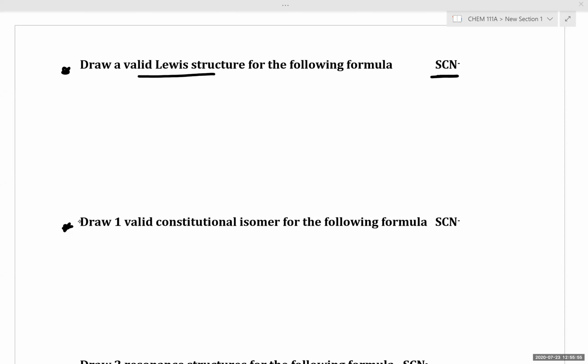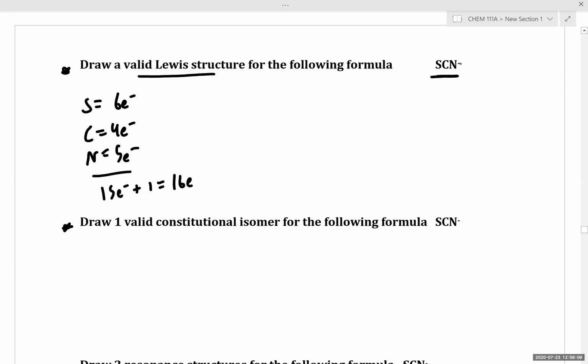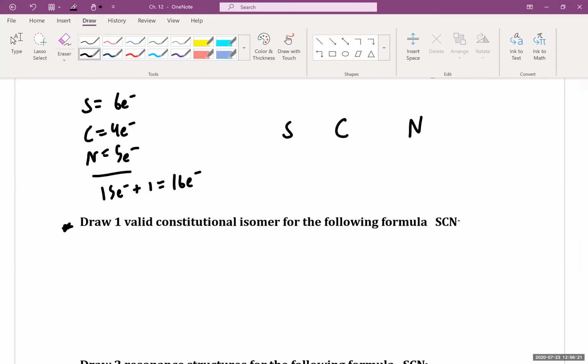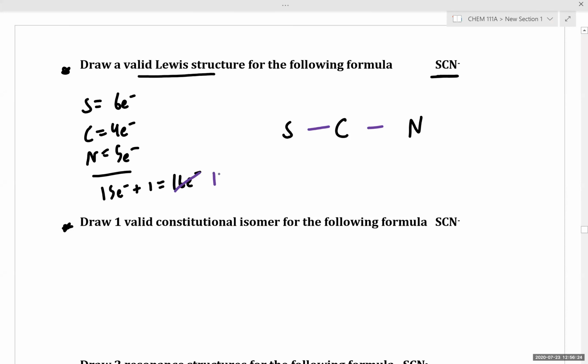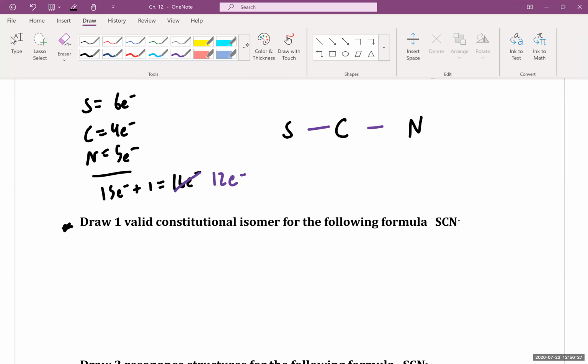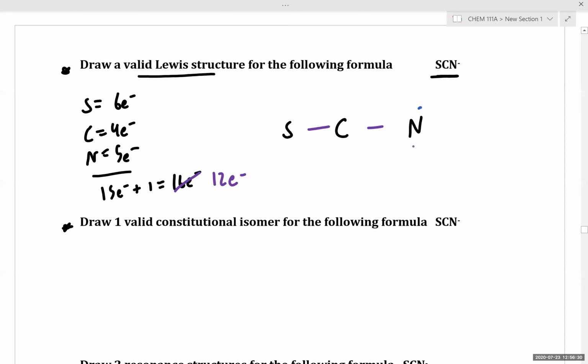Okay, so let's discuss this example. So sulfur has 6 electrons, carbon has 4 electrons, nitrogen has 5 electrons. That gives us a total of 15 electrons plus 1, because we have a -1 charge, that gives us 16 electrons. We're going to try to place carbon as our central atom and surround it with sulfur and nitrogen. Then, following our procedure, we form one bond each. We have 12 electrons remaining. And now we take our 12 electrons and we place them on our outermost nitrogen and sulfur atoms. We've used up our electrons.